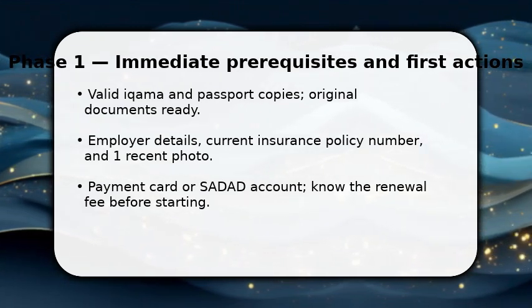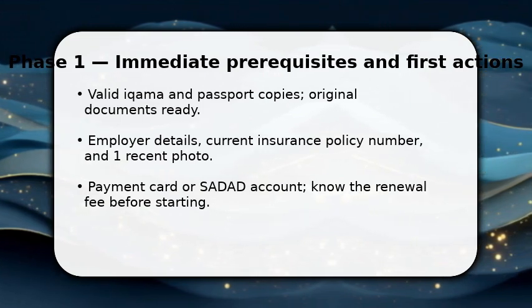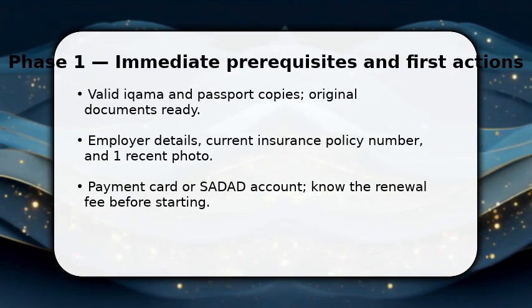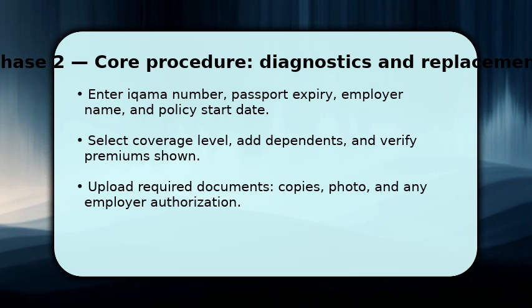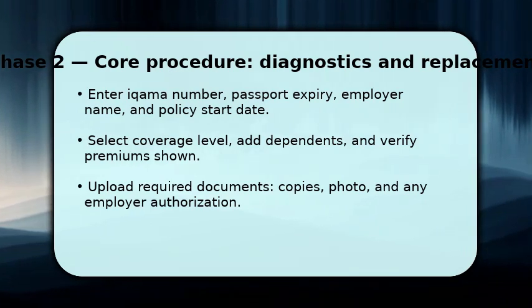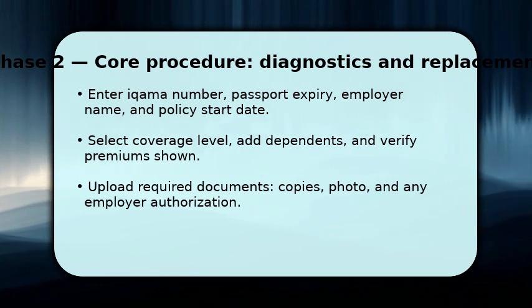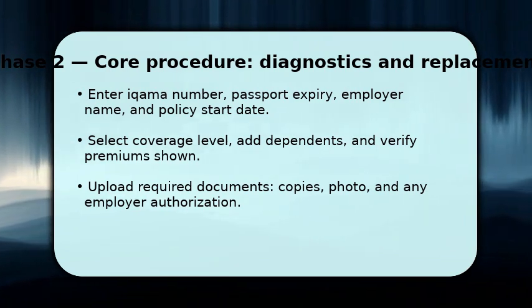Once done, log in with your Absher credentials or insurer account. Then navigate directly to the Iqama Insurance Renewal section to proceed. You now fill the form, take your time, and double-check entries as you go. Enter the Iqama number first, then passport expiry and employer name exactly as on the document.